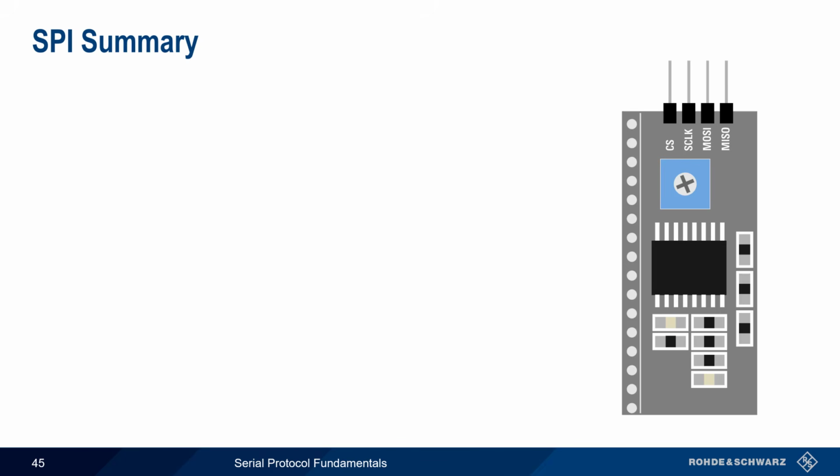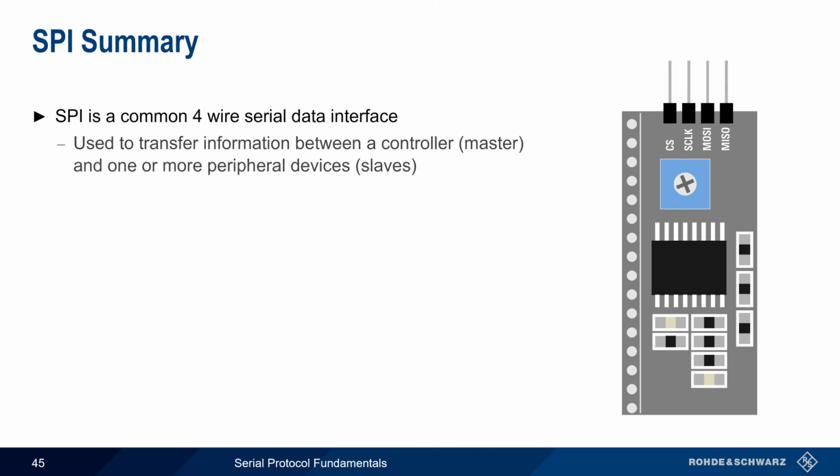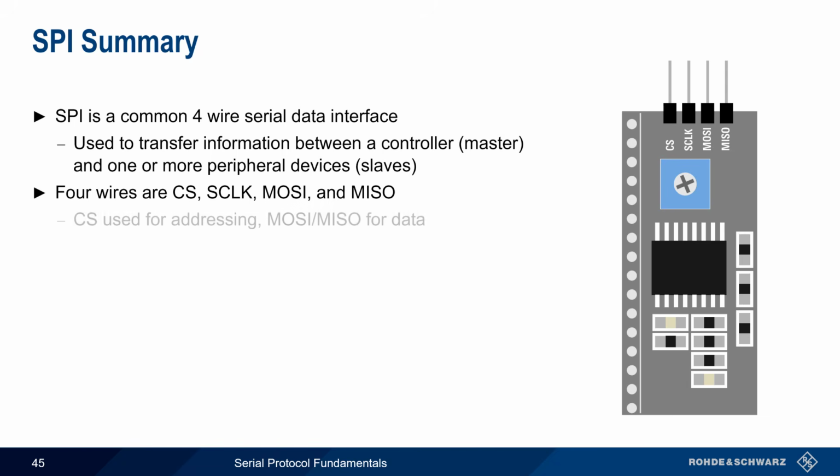Let's summarize what we've covered in this section. The Serial Peripheral Interface, abbreviated SPI, is a very common four-wire interface that's used to transfer information between a controller or master and one or more peripheral devices or slaves. These 4 wires are chip select, serial clock, master out slave in, or MOSI, and master in slave out, or MISO. The CS line is used for addressing, and MOSI and MISO are used to transfer data from and to the master.